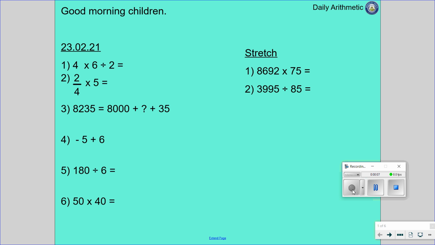This is Tuesday's maths lesson, so our first maths lesson back after the half term. And today we are going to be looking at line graphs. As usual though, we've got our 6 arithmetic questions and our 2 stretch questions before we go into the main part of our lesson. So if you pause the video now and have a go at the questions, and then we'll go through the answers.